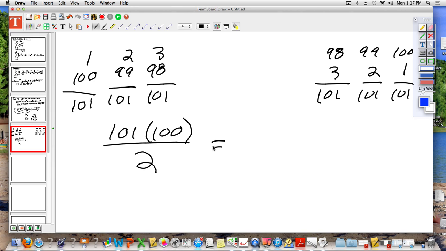So what is 101 times 100 divided by 2? 5,050. So either way, it's the same answer. And who knows exactly what he did, but it was the same idea regardless, all right? So literally, if you add together 1 plus 2 plus 3 plus 4 plus 5 plus 6 plus 7 plus 8 plus 9 all the way to 100, your sum would be 5,050, okay?